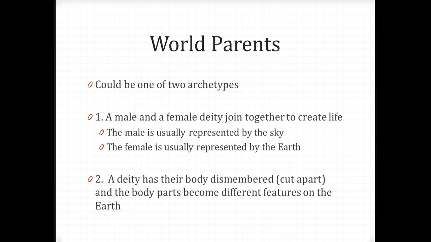The world parent story is another common archetype in creation stories, and there are 2 patterns it could follow. The first is that you have a male and female deity joined together to create life, to create the earth, and to create people. Typically, the male in the story, regardless of the culture, is going to be represented by the sky or having dominion over the sky, while the female has dominion over the earth. Another version of the world parents archetype is the idea that a god dies and their body gets dismembered, or cut up into different pieces. And the different pieces of that god's body become different features on the Earth's surface or even people themselves.